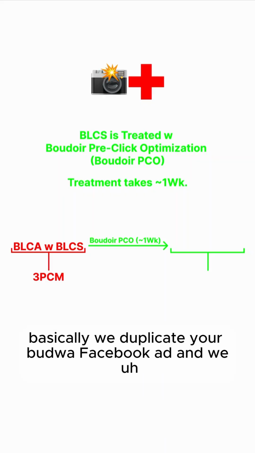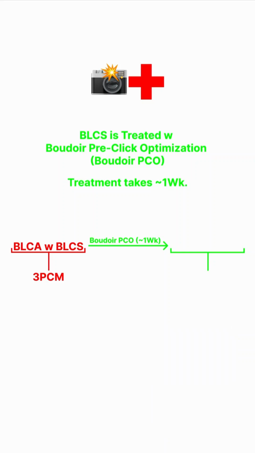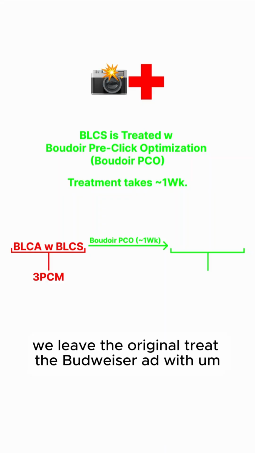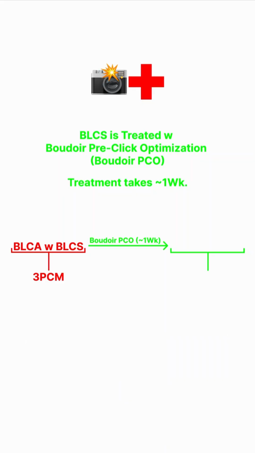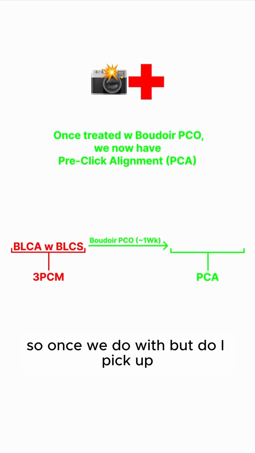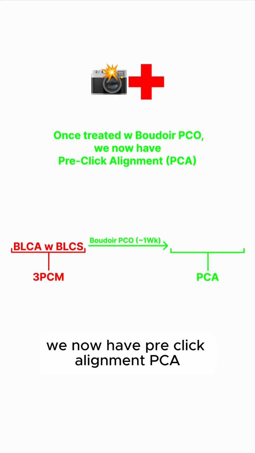Basically, we duplicate your boudoir Facebook ad, and we treat the duplicated ad with boudoir Pico. We leave the original. We treat the boudoir Pico ad and fix all these 3 pre-click mistakes. So once treated with boudoir Pico, we now have pre-click alignment, PCA.